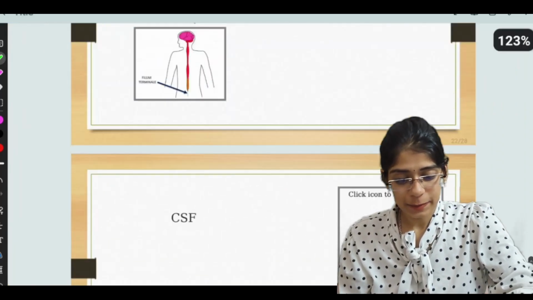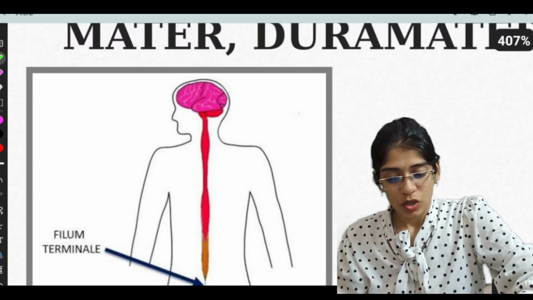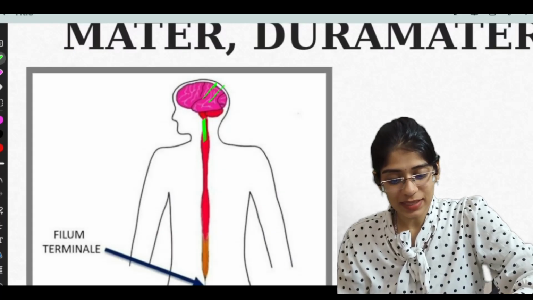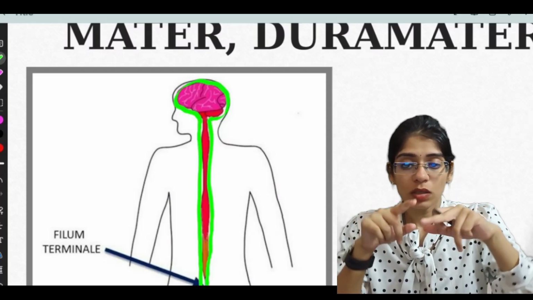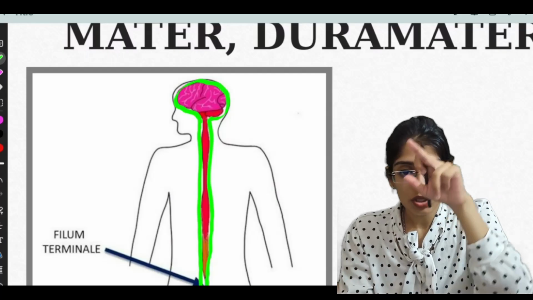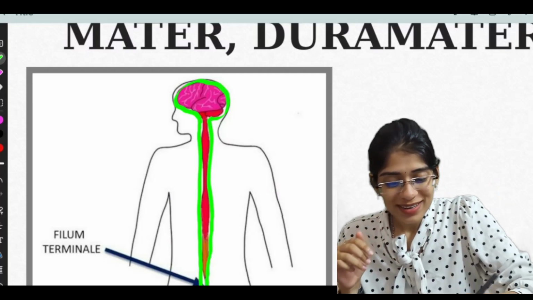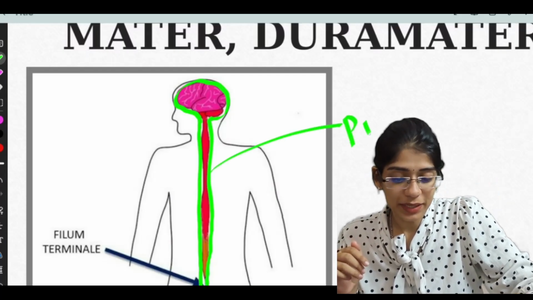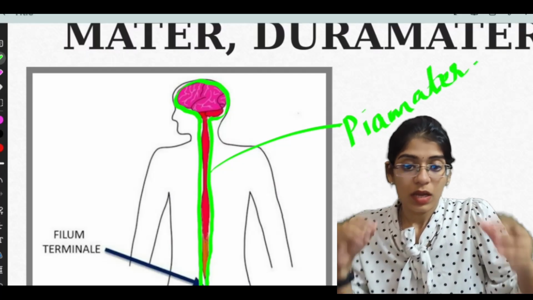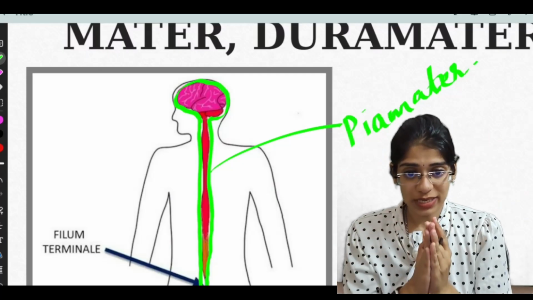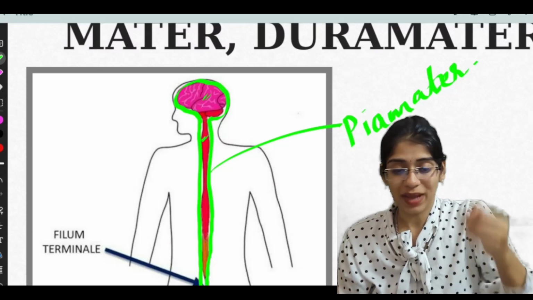Now see here. I'll take this picture only. You can see the brain, you can see the spinal cord. Now see, I have drawn a green color around the brain and the spinal cord. This green color that I have drawn is your pia mater. What is it? Pia mater. This layer is the innermost layer and it's closely attached to the brain and the spinal cord.